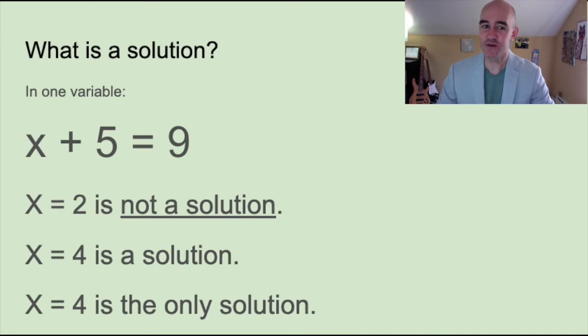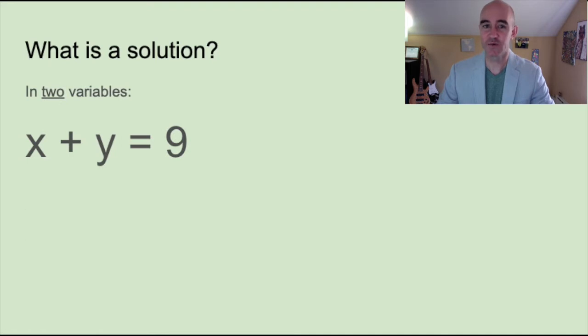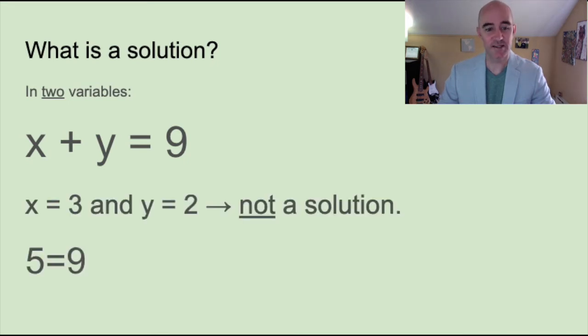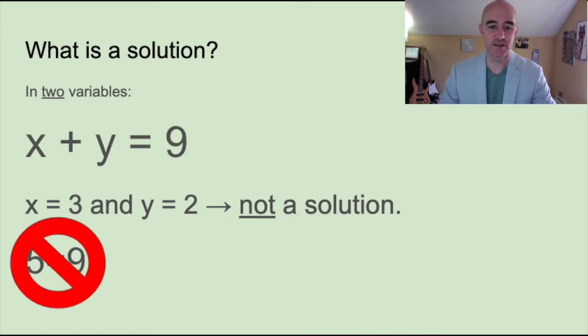If we have two different variables, x plus y equals 9, I want you to think of a number for x and a number for y that would make this true. Ready? Well, here's something that doesn't make it true: x equals 3 and y equals 2. Because if x is 3 and y is 2, then we have 3 plus 2 equals 9. 5 equals 9. That's not true. That's a false statement. So that is not a solution.